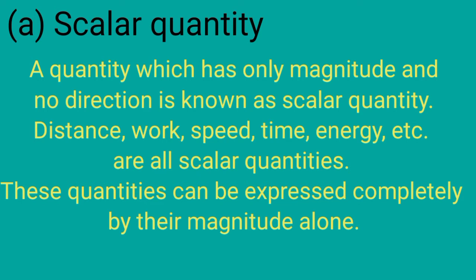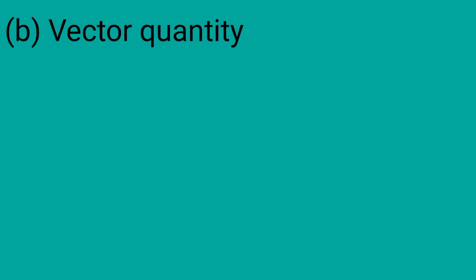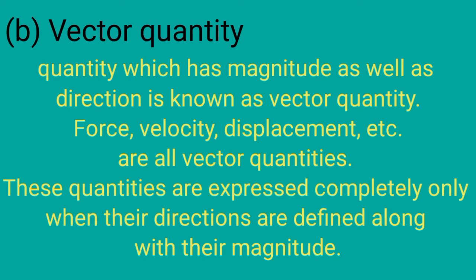Now B is given, vector quantity. We know that a vector quantity is a quantity which has magnitude as well as direction. A scalar quantity has only magnitude and no direction, but a vector quantity has magnitude as well as direction. Such quantities are called vector quantities. Examples are force, velocity, displacement, etc.